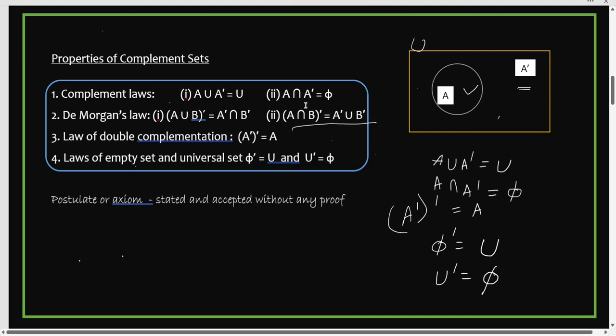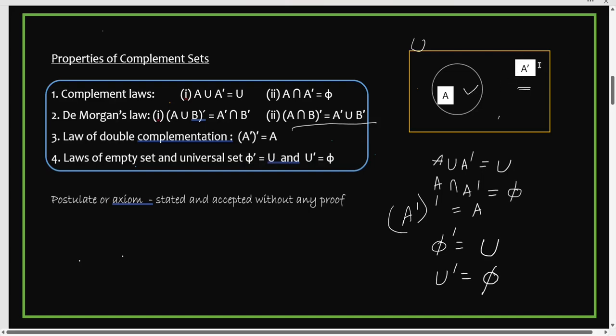Second one, A intersection A complement. A complement is leaving out all the elements of A, so there is no common element between A and A complement. That is a null set. De Morgan's laws, we will see the proof in the next videos. Law of double complementation is also self-explanatory.